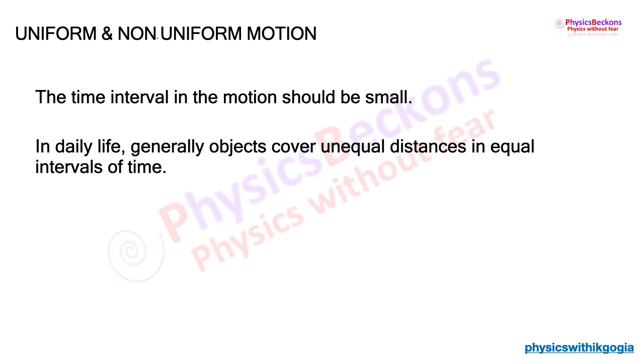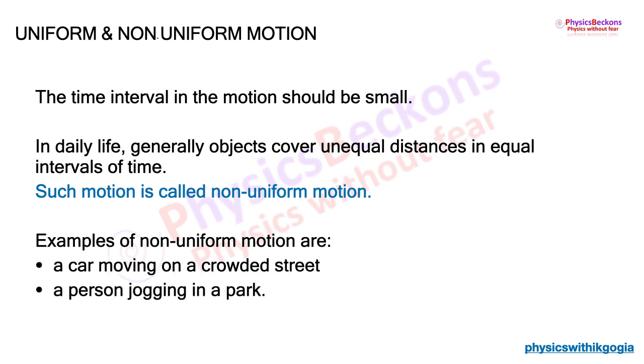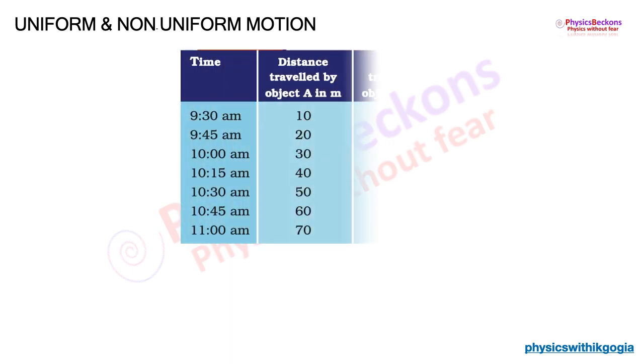In daily life, in general, objects cover unequal distances in equal intervals of time. Such motion is termed as non-uniform motion. So, a motion of object is said to be non-uniform if it covers unequal distances in equal intervals of time. Some examples of non-uniform motion are a car moving on a crowded street. A person jogging in a car also has non-uniform motion.